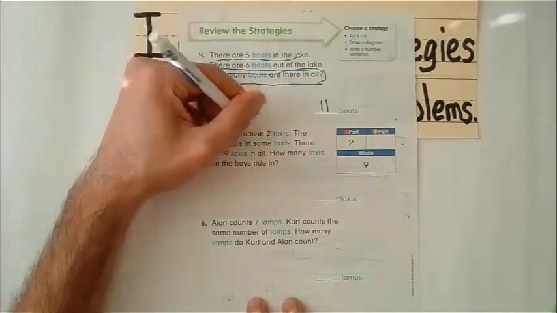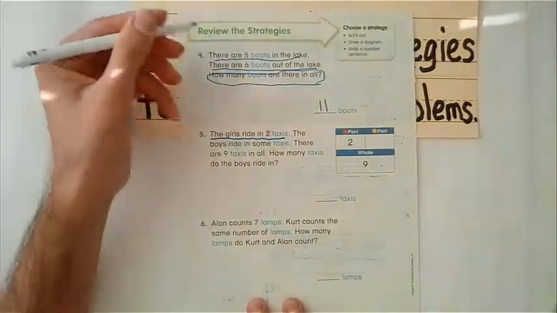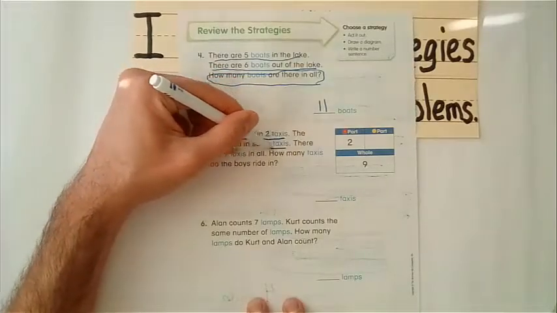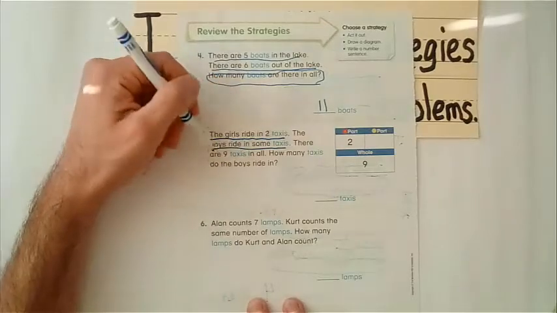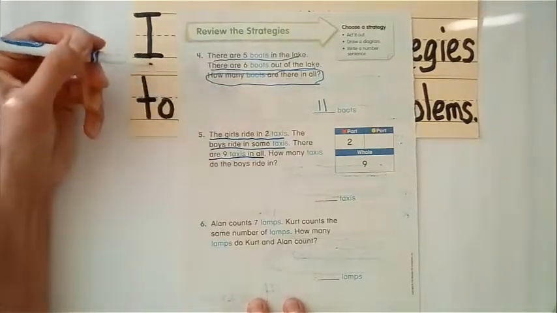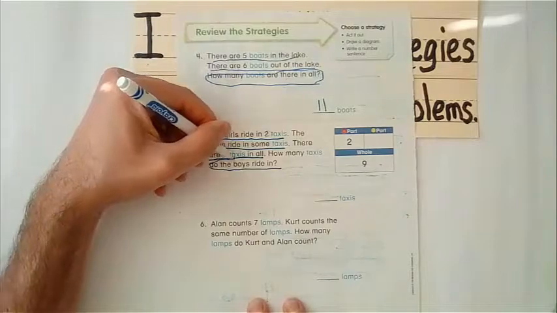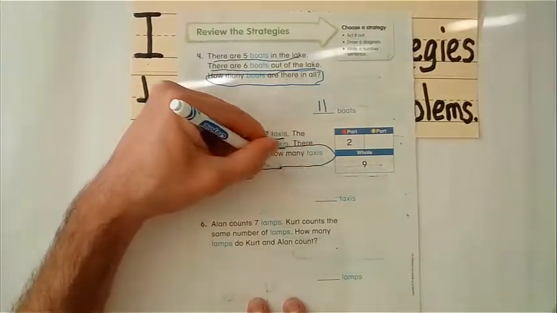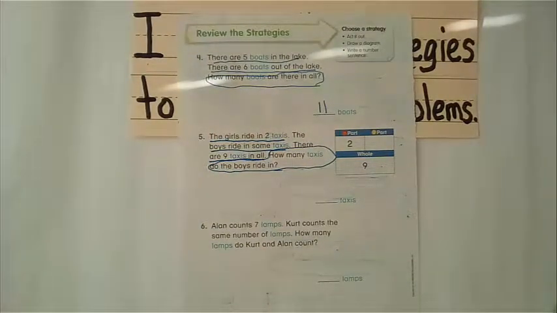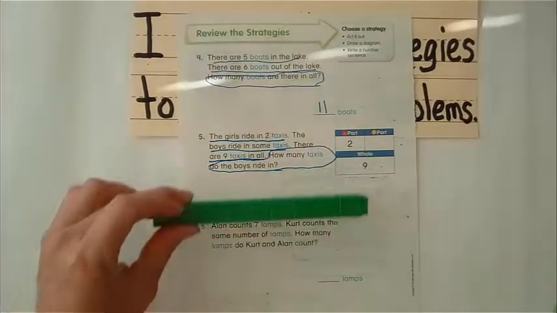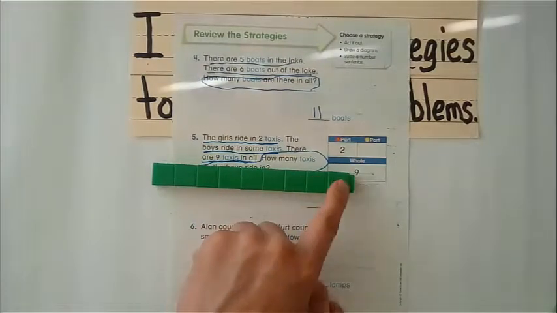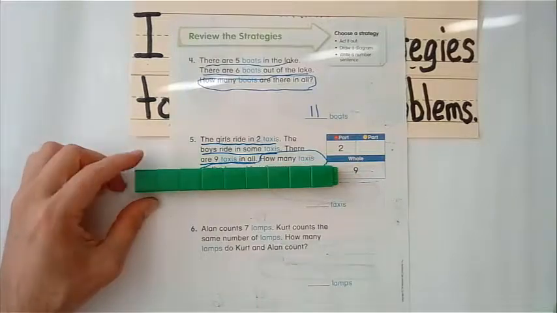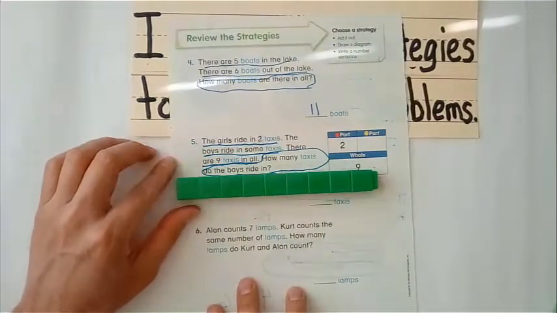The girls ride in 2 taxis. The boys ride in some taxis, but we don't know how many. There are 9 taxis in all, so let's underline that. How many taxis do the boys ride in? So, what can we do? Well, if I know that there are 9 taxis, 1, 2, 3, 4, 5, 6, 7, 8, 9.